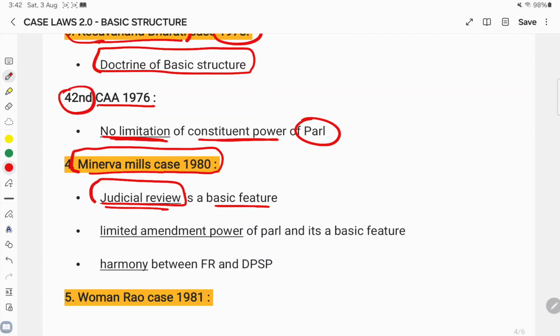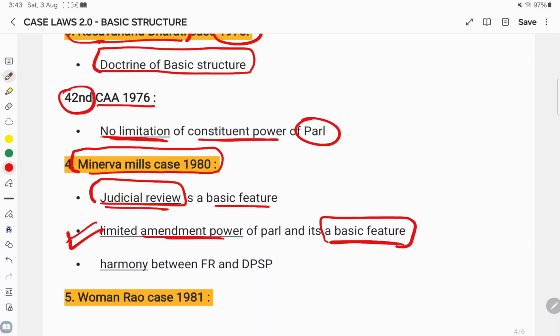The second important judgment in the Minerva Mills case was that Parliament has a limited amendment power. Parliament does not have a broad or ultimate power of amendment. It has only a limited power to amend the Constitution, which is itself a basic feature. That is, the limited amendment power of Parliament is itself a basic feature, so that cannot be changed into an ultimate power. It is a very important point.